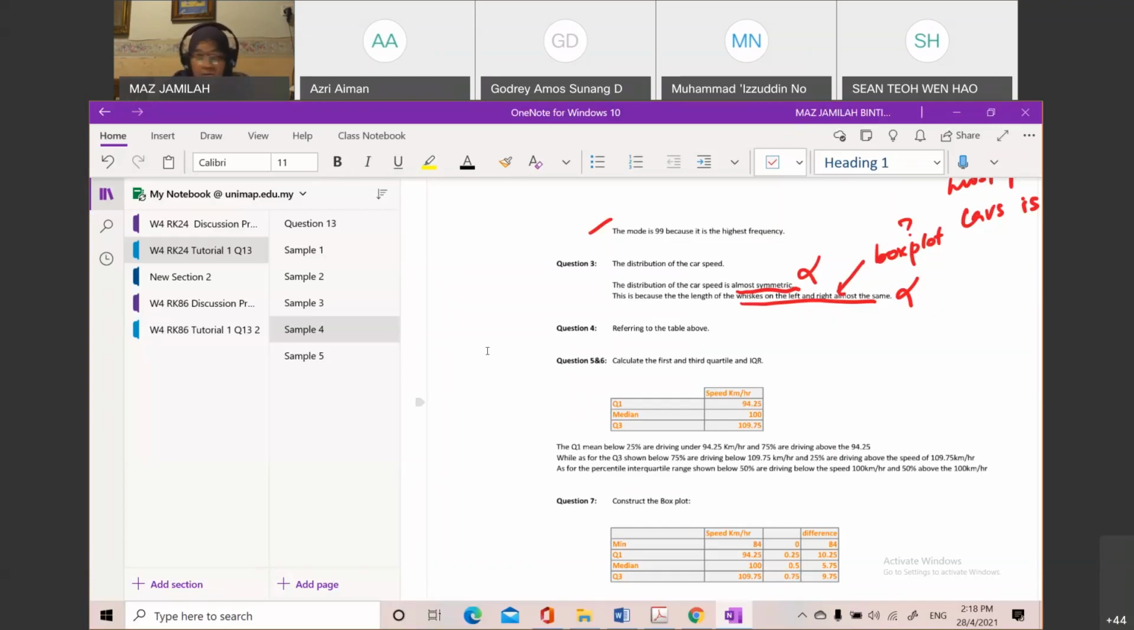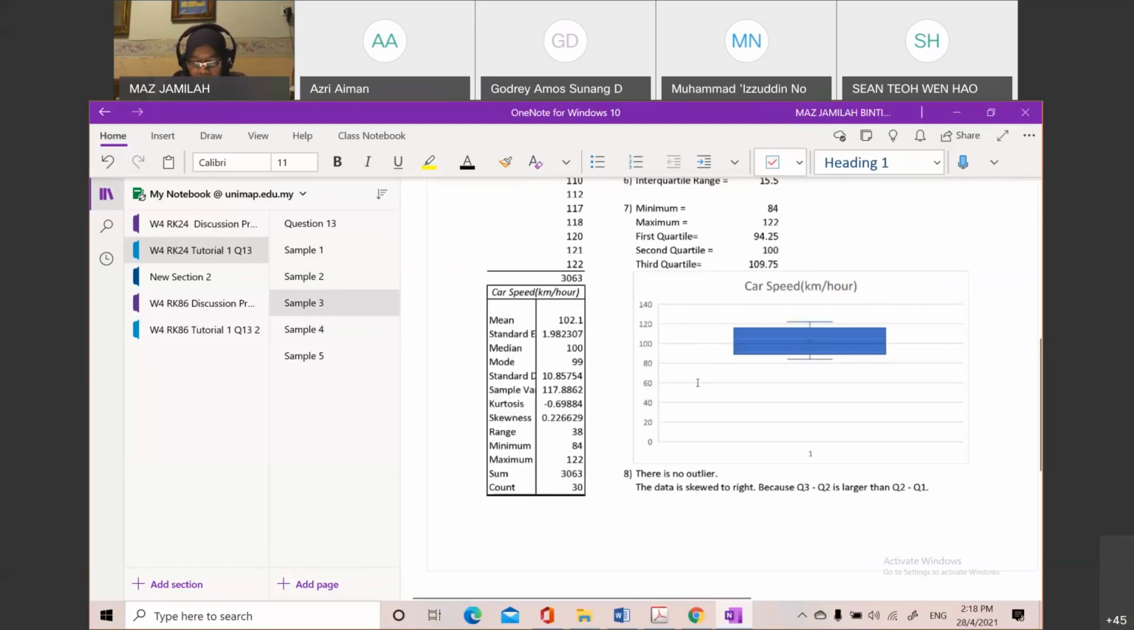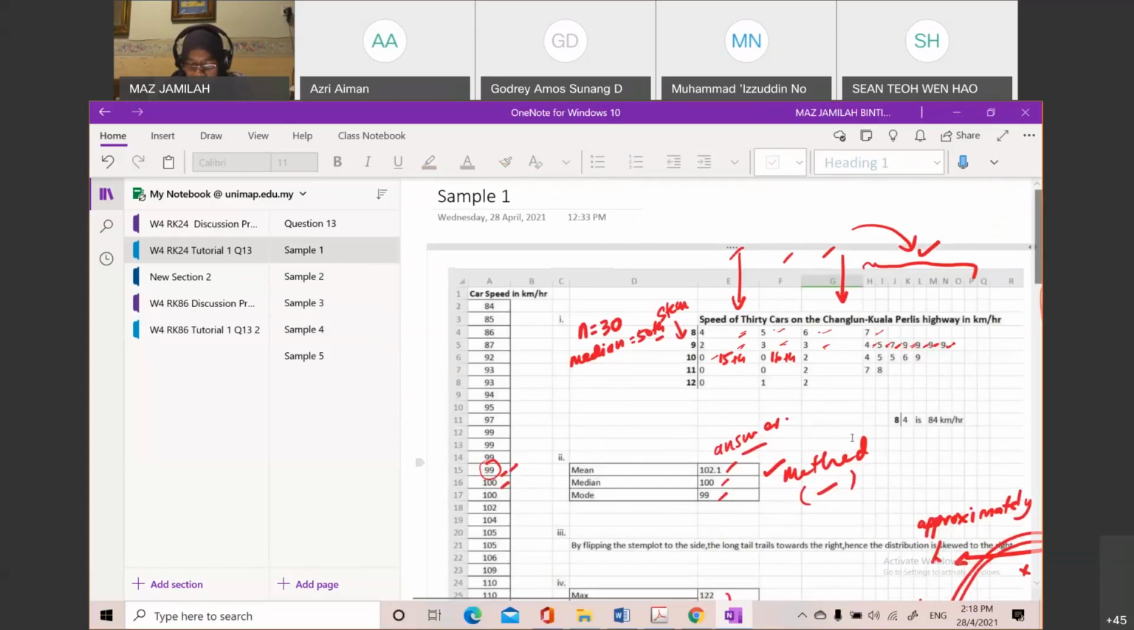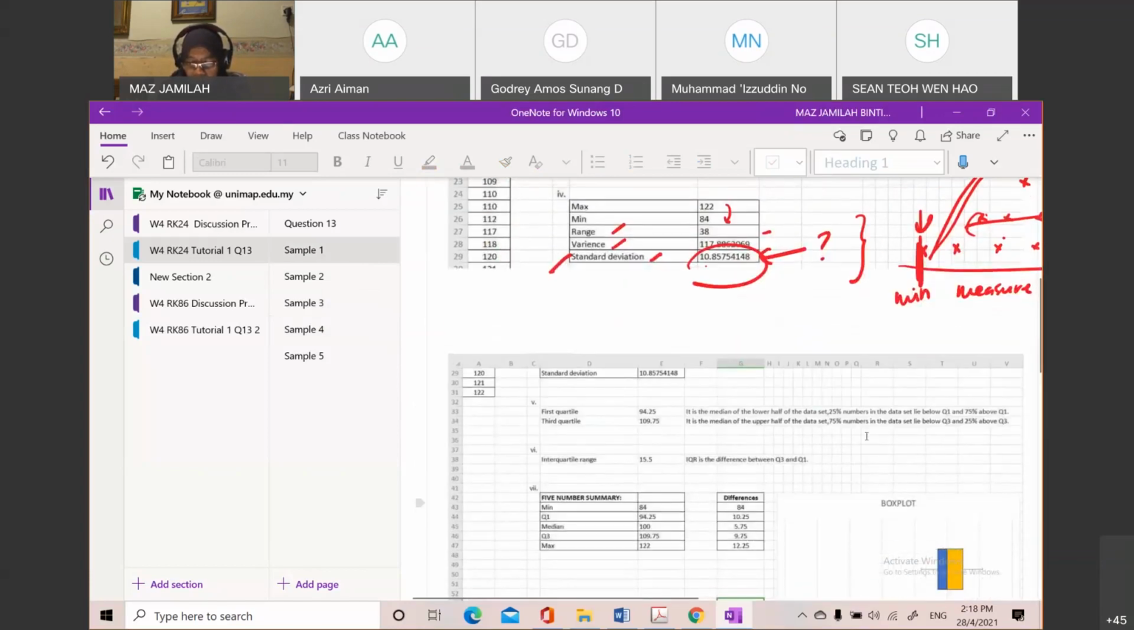But statistics is not about value. Statistics is about interpretation. So you can look at the rest of the answers that you've given me. You can see everything is based on the calculation from your Excel. So it will not be correct.